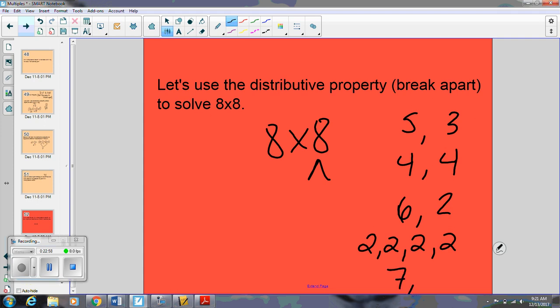Now, 1s are pretty easy, but 7s are pretty hard. So I think for my brain, and I think for most brains, 5 and 3 is going to be the easiest. So let's break it up into 5 and 3. Remember, your 2 parts have to add up to your factor. You can't just say, I like my 5s and my 2s, so I'm going to use 5s and 2s, because 5 and 2 doesn't give me 8.